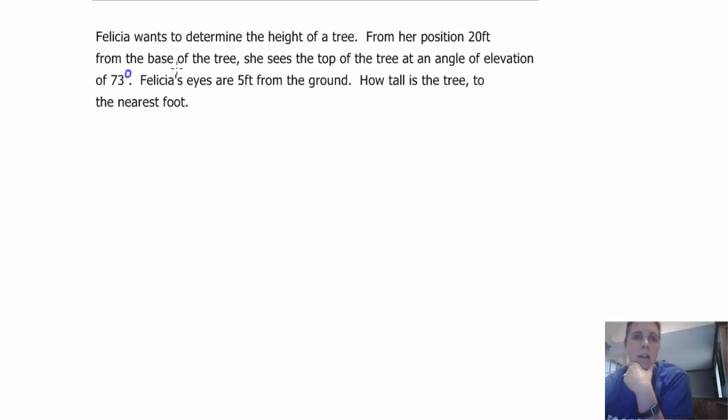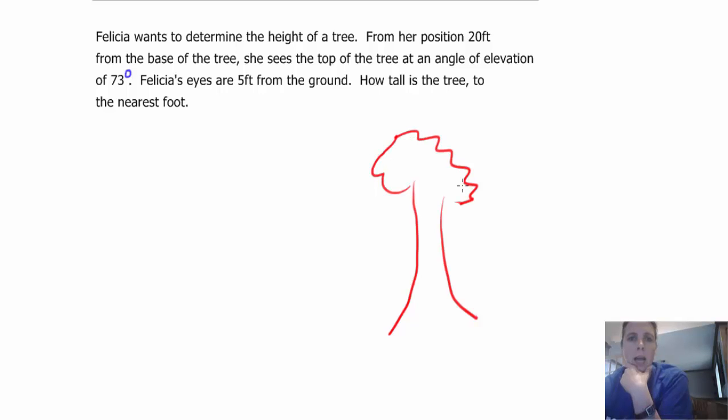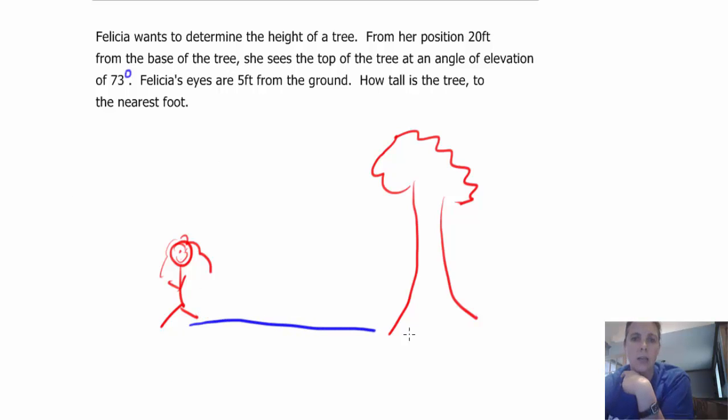The next one. Felicia wants to determine the height of a tree. So we have a tree here, a red tree, and here's Felicia. Felicia wants to determine the height of a tree from her position 20 feet from the base of the tree. So she is 20 feet away from the base of the tree. She sees the top of the tree at an angle of elevation of 73 degrees.